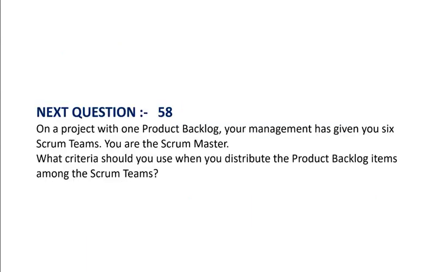Question is, on a project with one product backlog, your management has given you 6 Scrum teams. You are the Scrum Master. What criteria should you use when you distribute the product backlog items among the Scrum teams?